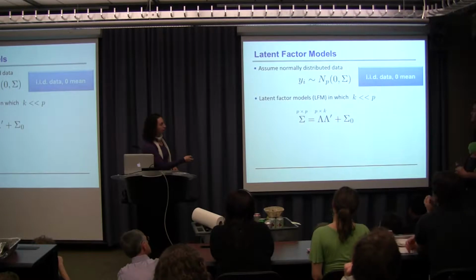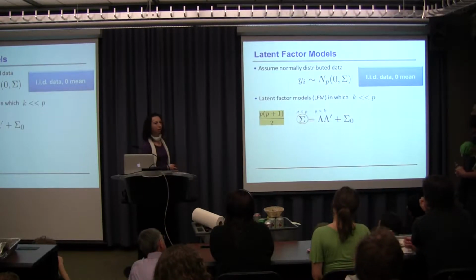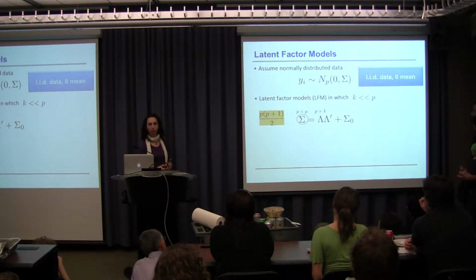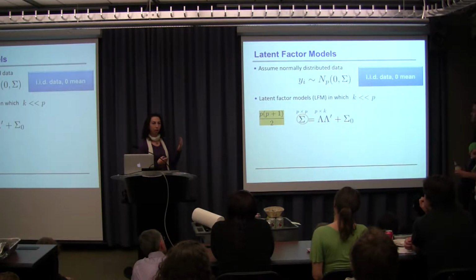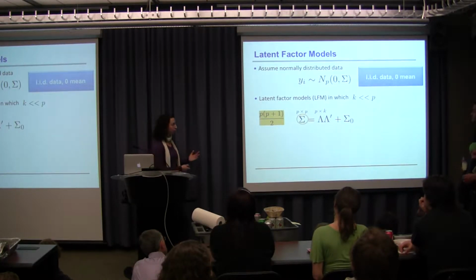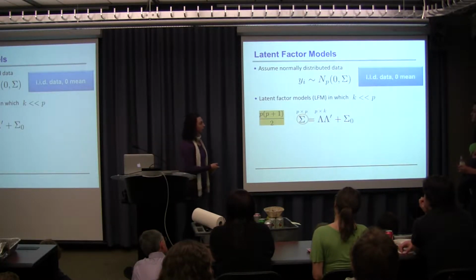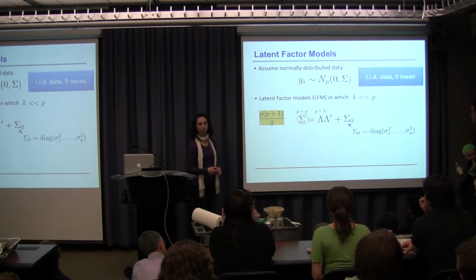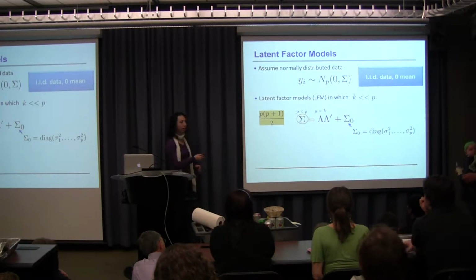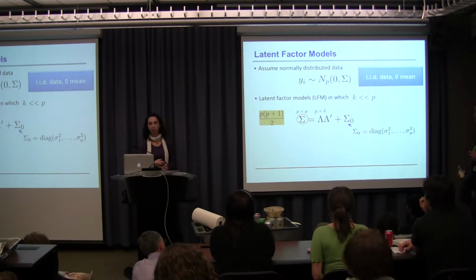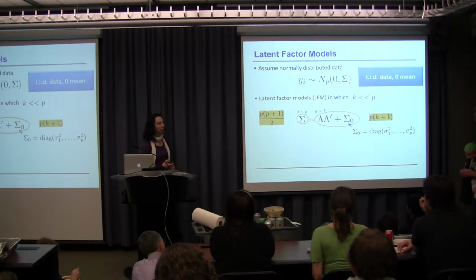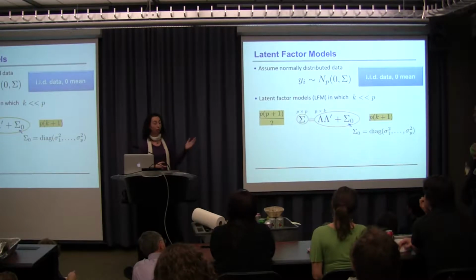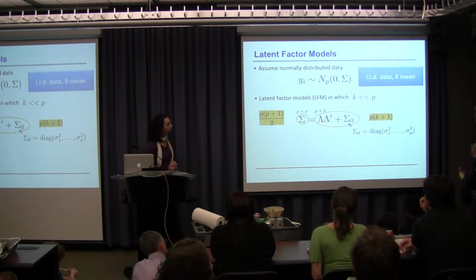This covariance matrix, sigma, in general has some p times (p plus 1) over 2 unique elements. And for p very large, this is going to represent quite a large number of parameters. A latent factor model assumes that this large covariance matrix can be decomposed into a low rank component plus a diagonal. The rank here, k, is assumed to be much, much less than p. So now we have some p times (k plus 1) unique elements to model.